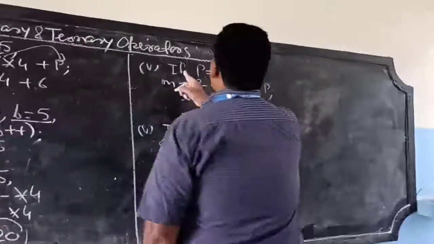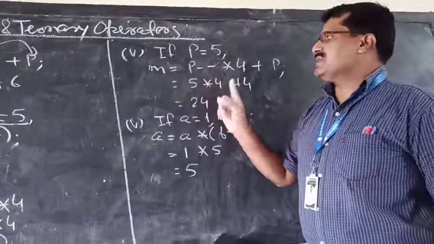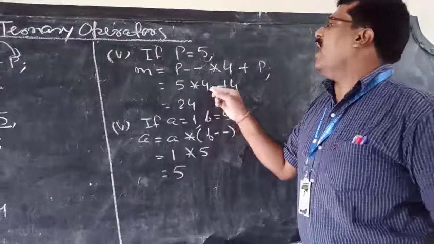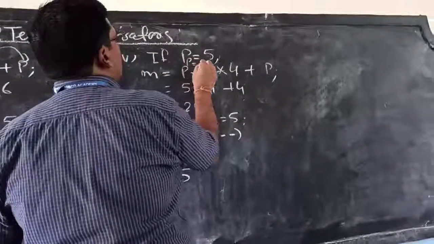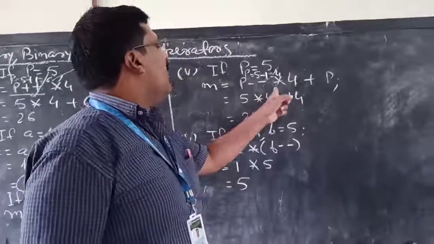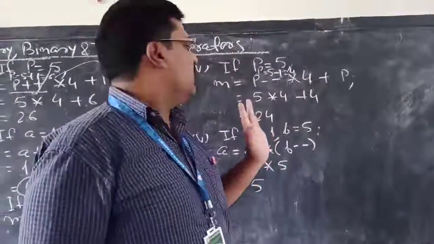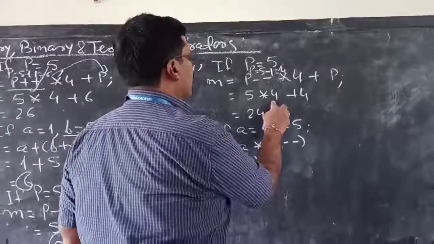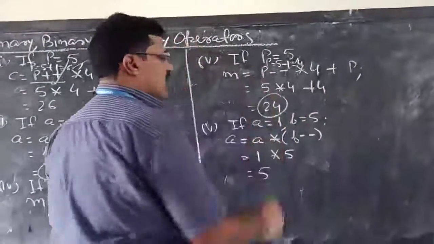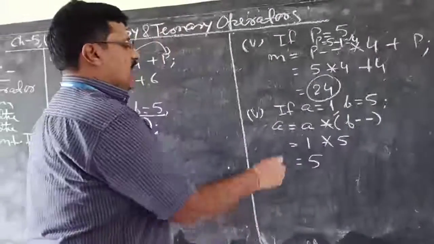See the next example. If p equal to 5, then m equal to p-- * 4 + p. So what is the value of p? 5. 5 into 4. And after that, the p value will become 5 minus 1, that is 4. So 4 plus p, so 4 will be used, that is the changed value. Okay? So 5 into 4, 20. 20 plus 4, 24. 24 is the answer.